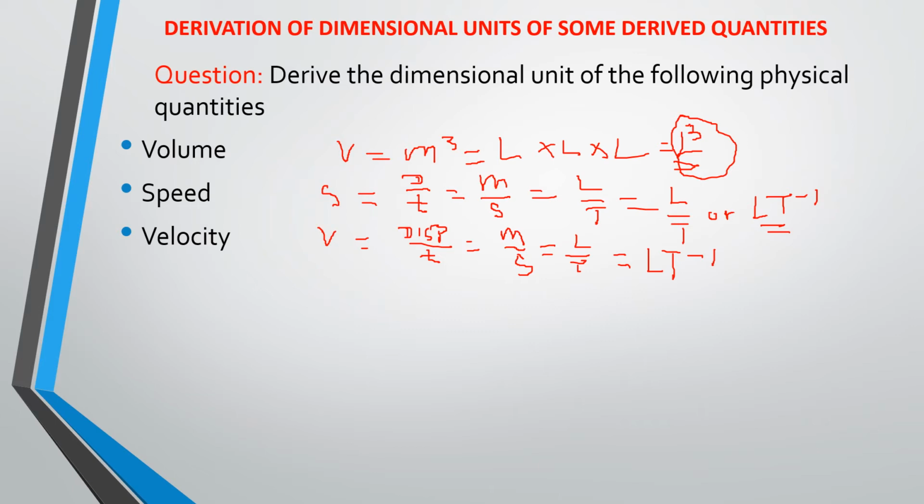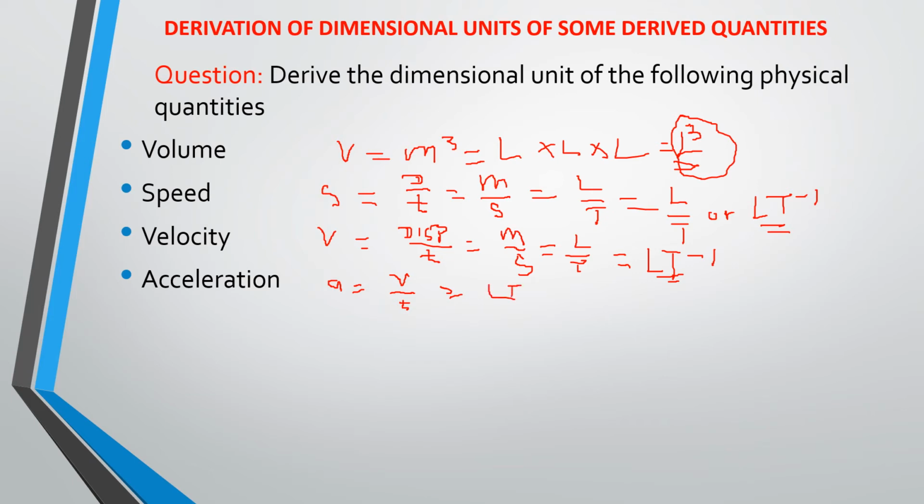Okay, so let's look at acceleration. Acceleration A is given as change in velocity all over time. Change in velocity all over time. So from the above, you already know velocity. Velocity is already here, so just put your velocity there. So you have your velocity L over T, all over T.